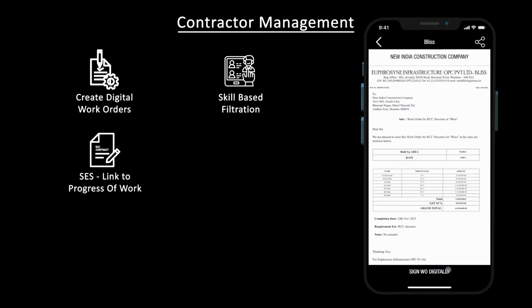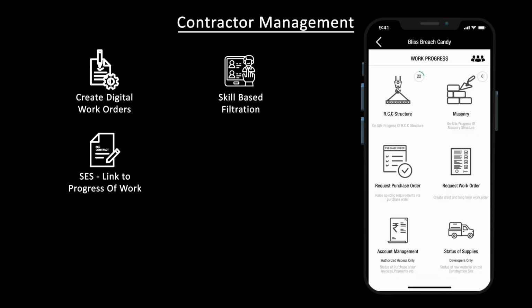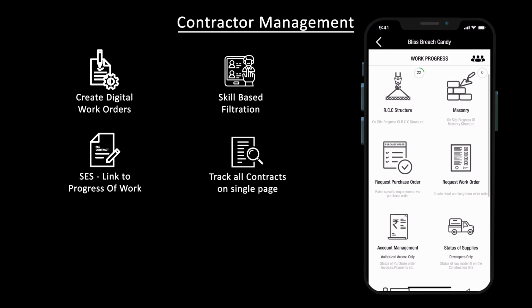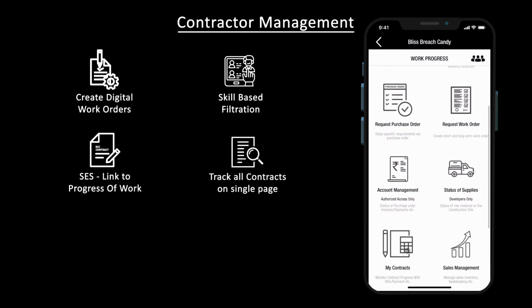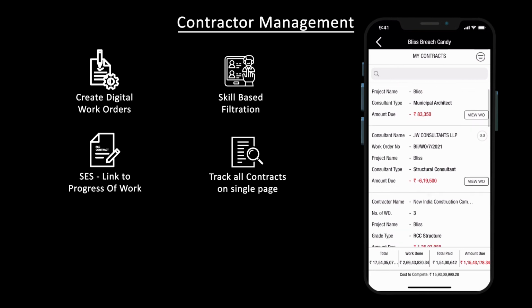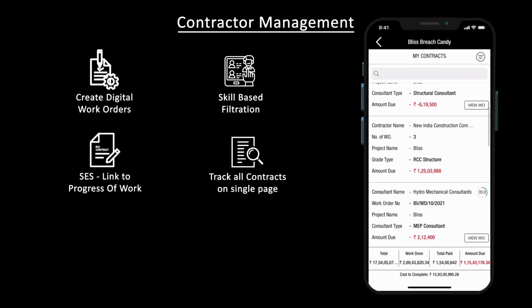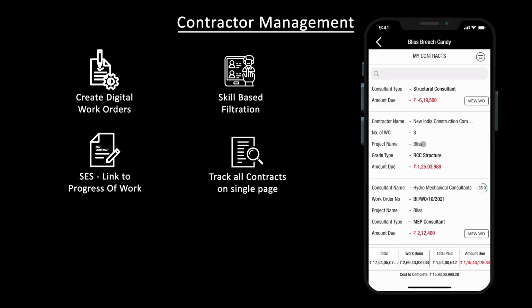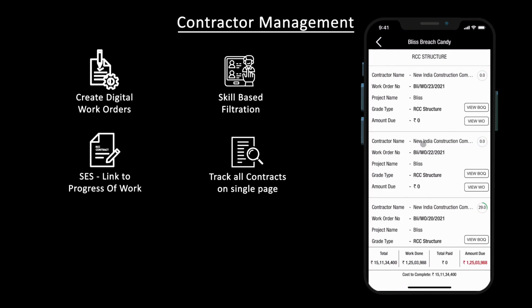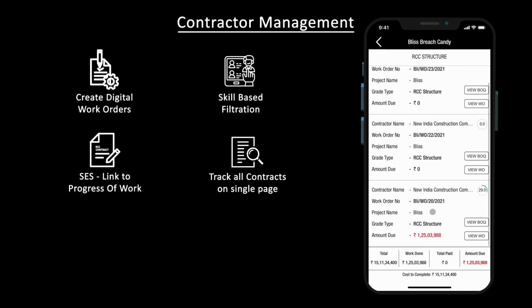On approval of the work order, a digital work order would be emailed to the contractor directly. You can access any of your contracts by simply going into My Contracts. Here you would see a list of all your contracts you have issued. In this case, we go in New India Construction. We scroll down to the contract we just issued.